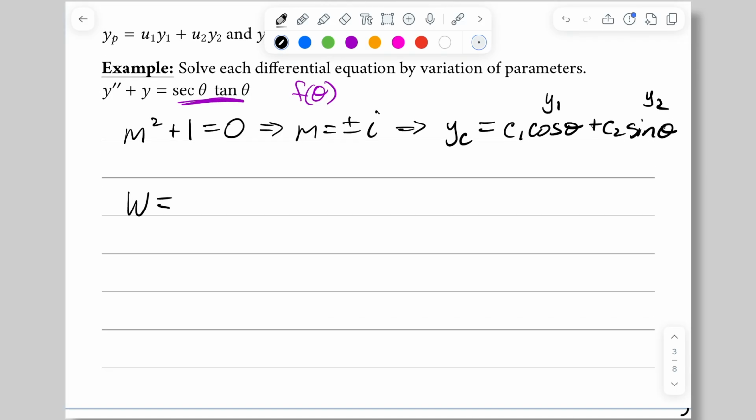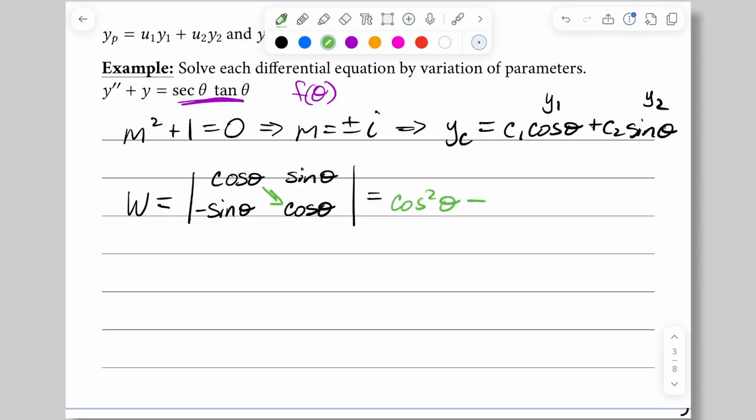The Wronskian of these functions is the 2 by 2 determinant with top row y1 and y2, so cosine of theta and then sine of theta, and the second row is their derivatives, and so negative sine of theta, cosine of theta. Remember to compute the determinant, it is upper left times lower right, and so in this case cosine squared of theta minus, now that's always minus, the product of the lower left times the upper right, that's a negative sine squared of theta, so plus sine squared of theta, and that whole thing is equal to 1. That'll make things pretty easy. This is the first example after all.